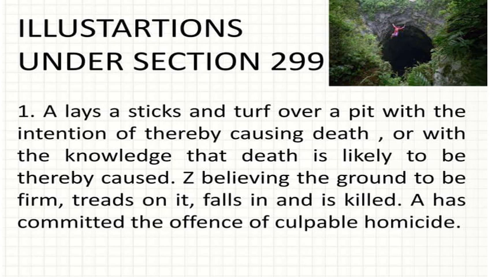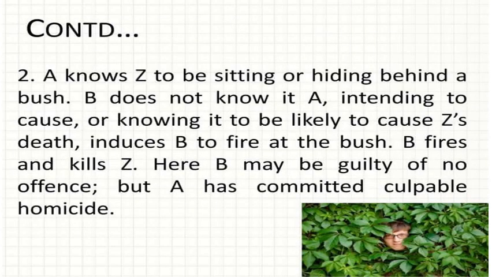In the second illustration, A knows Z to be sitting or hiding behind a bush. B does not know it. A, intending to cause or knowing it to be likely to cause Z's death, induces B to fire at the bush. B fires and kills Z. Here B may be guilty of no offense, but A has committed culpable homicide.